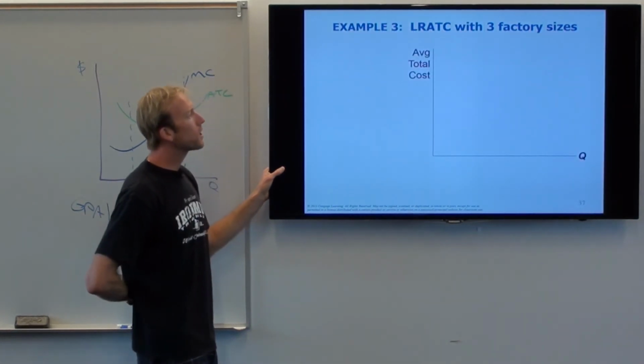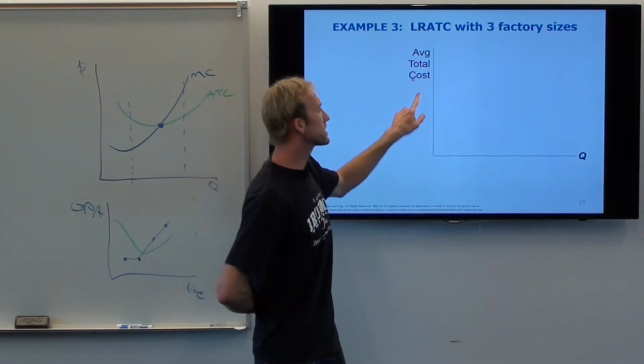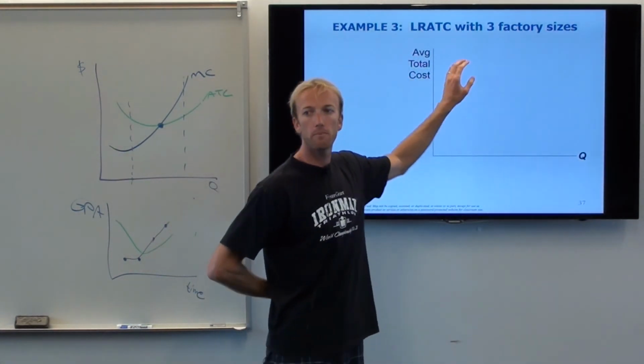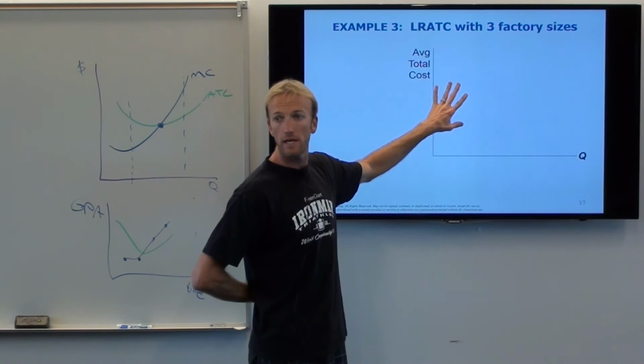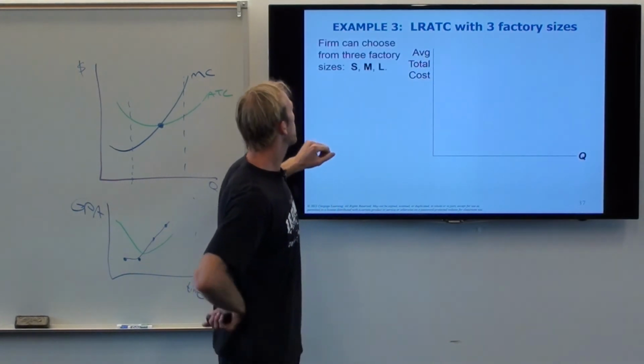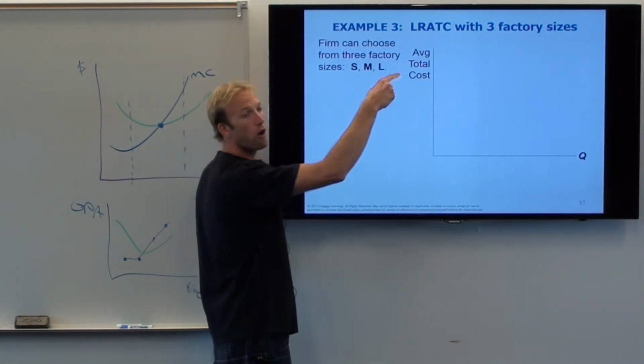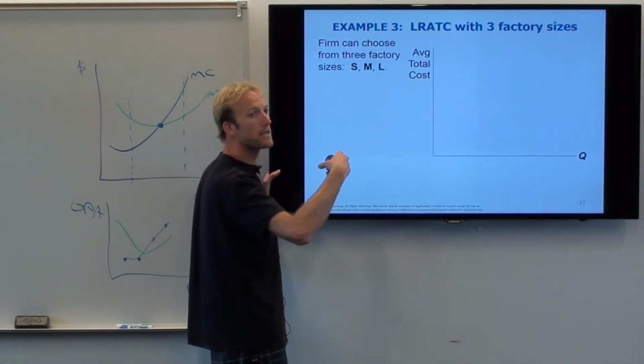Okay. So here's the average total cost on this side. Here's Q on this side, right? So I'm going to put a per unit cost here. All right. Let's imagine that in the long run, you can change the size of your factory.